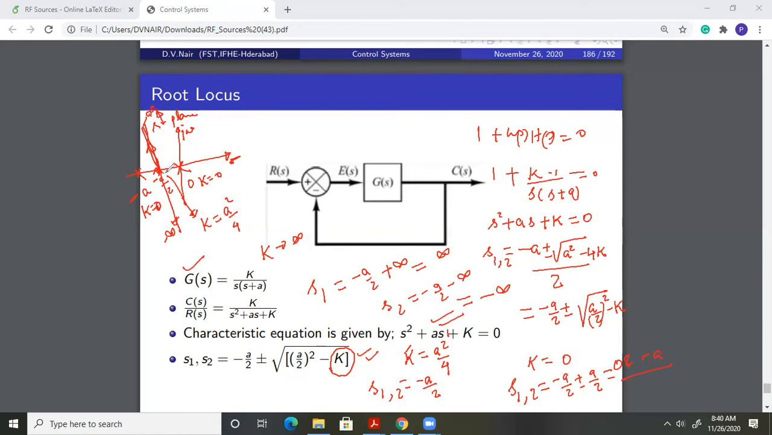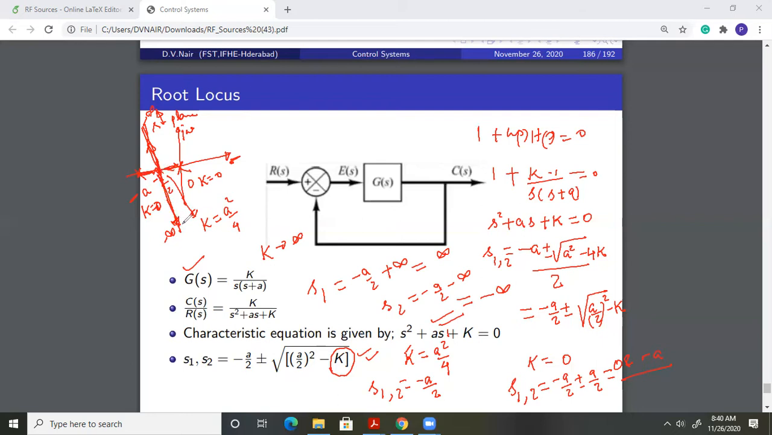So in this way, you can see that the possible values of roots of the characteristic equation shift, they move from point to point in the complex plane, corresponding to the changes in the value of open loop gain k. Now this locus that we get, you can darken this region on the real axis, which is part of the root locus. This locus that we get is called the root locus.